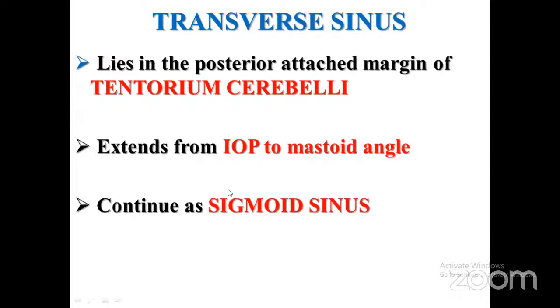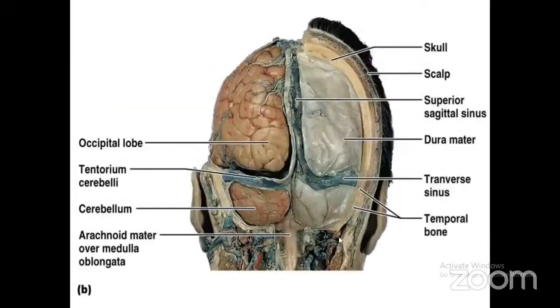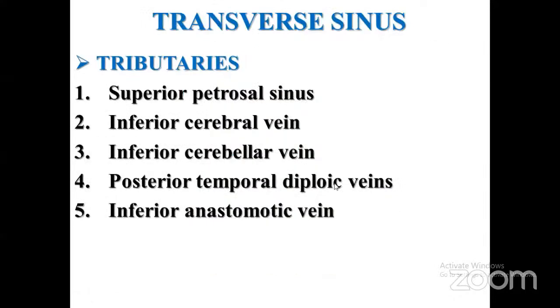Transverse sinus with sigmoid sinus together are called the lateral sinus. And sometimes they may be involved in the infection of the middle ear and internal ear, leading to lateral sinus thrombosis and Gradenigo syndrome. You can notice the transverse sinus is there in the posterior margin of the tentorium cerebelli, and it mainly has these following tributaries: superior and inferior petrosal, superior petrosal sinus, by which it is communicating with the cavernous sinus, inferior cerebral veins, inferior cerebellar veins, because it is in the tentorium cerebelli, separating the cerebral and cerebellar hemispheres, posterior temporal diploic veins, and the inferior anastomotic vein of Labbé, which communicates with the superior sagittal sinus.